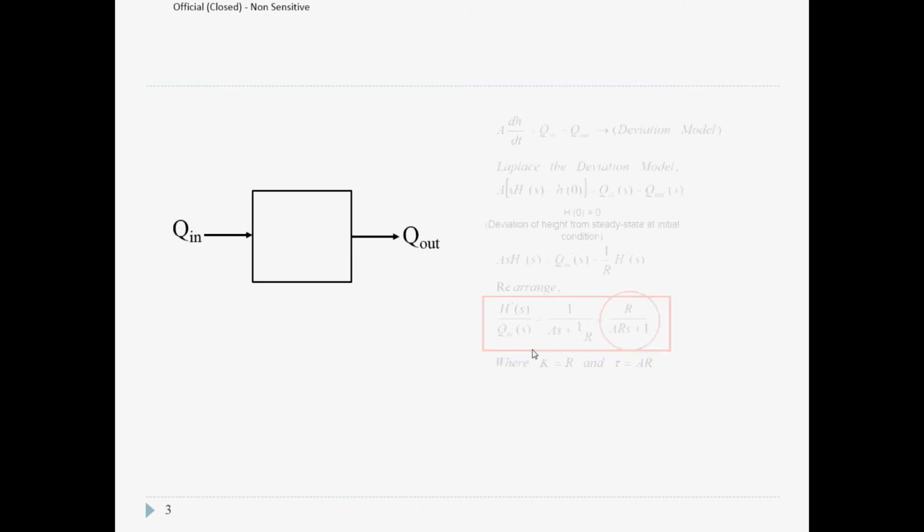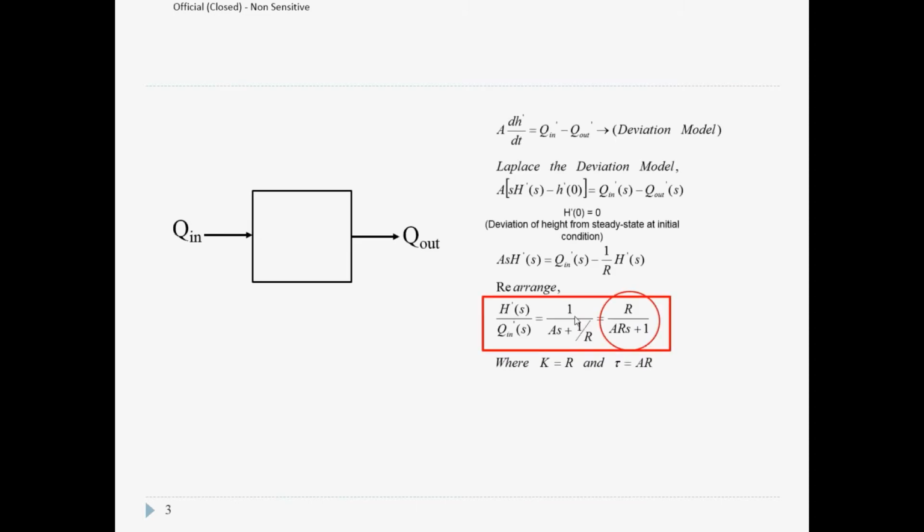In the previous chapter, we did material and energy balances to obtain a process model. If you remember, the process model can be expressed in terms of deviation variables, so we get a deviation model. And what we did was we Laplace transformed the deviation model and rearranged the equation to obtain a transfer function. This process can be represented by a process block diagram, which we can see here.